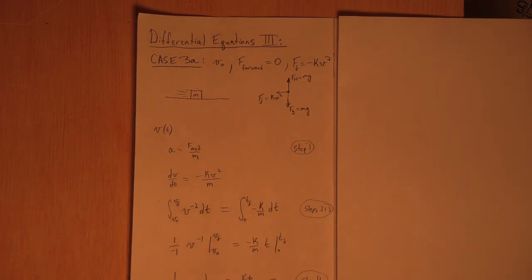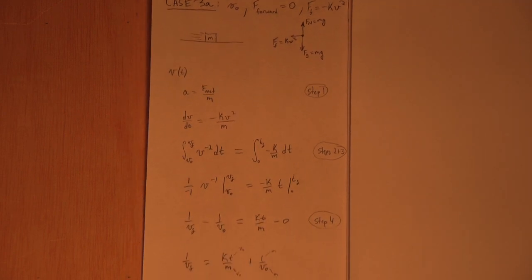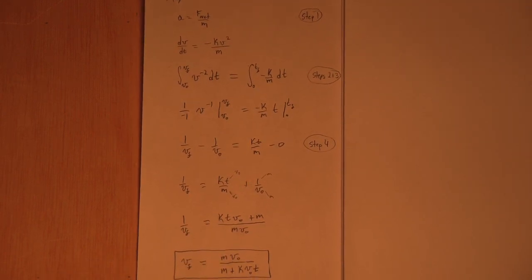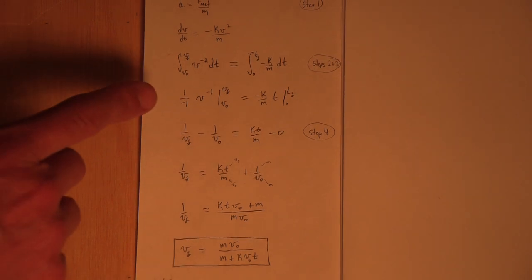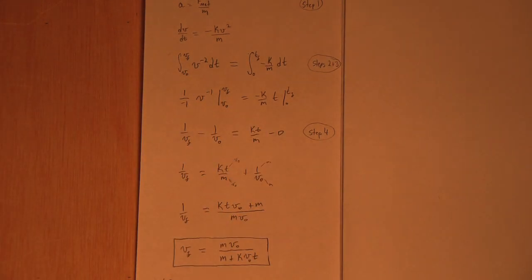And then on this side, we integrate dt, which is again a trivial integral, just t, from 0 to t final. And we have still the negative k over m. Now what we have to do is plug in the limits and solve. That's the fourth and final step in solving these differential equations.